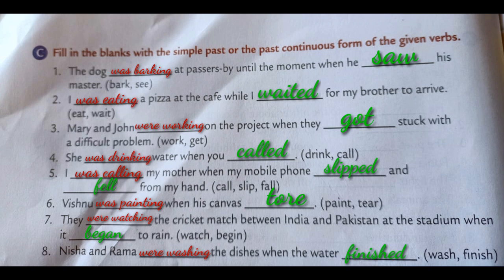Tear changed to tore. Seventh one, they were watching the cricket match between India and Pakistan at the stadium when it began to rain. Here, the given verbs are watch and begin. The subject they is plural. So, were watching. Begin changed to began. Then eighth one, Nisha and Rama were washing the dishes when the water finished. Here, the given verbs are wash and finish. The subject Nisha and Rama are plural. So, were washing. Finish changed to finished.